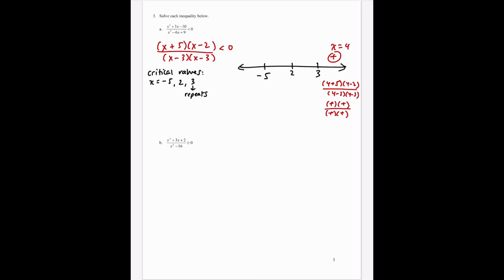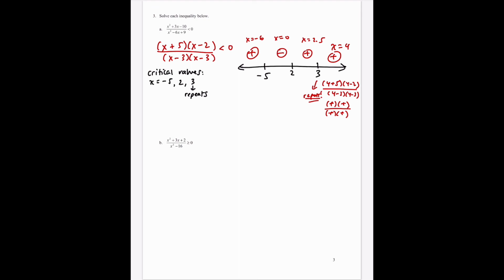We know that between 2 and 3, this is also going to be positive because 3 repeats. If it doesn't repeat, then it should alternate. So this should be negative. This should be positive. So I don't like to waste my time. You could plug in more values, say 2.5. You can plug in like 0. You can plug in like negative 6. But that's all I did.